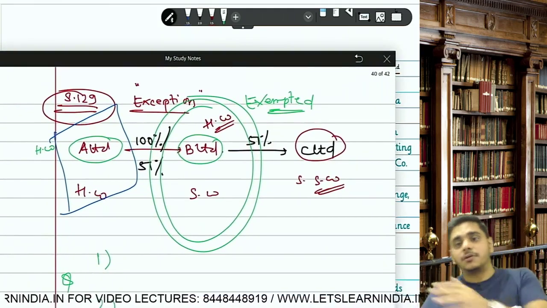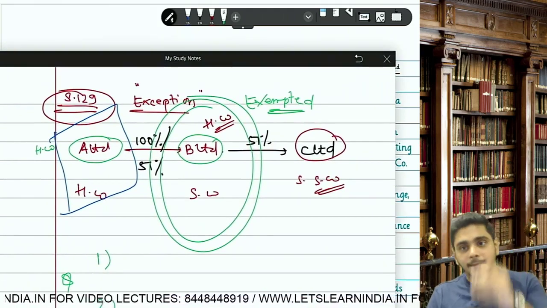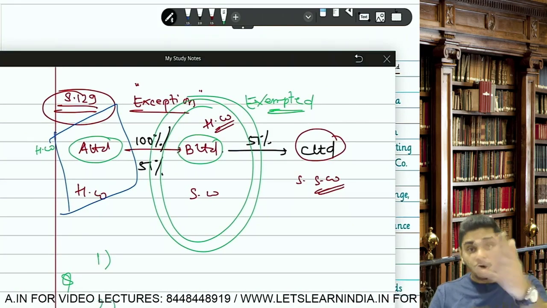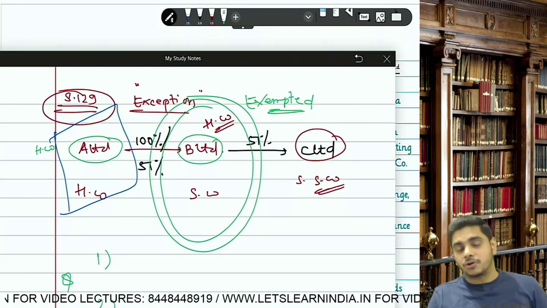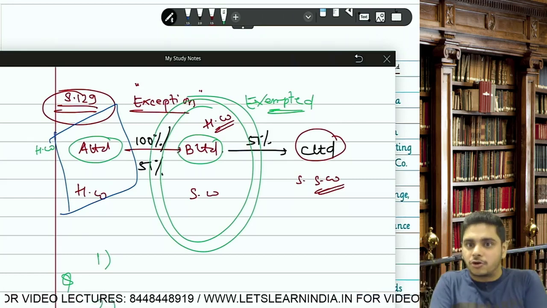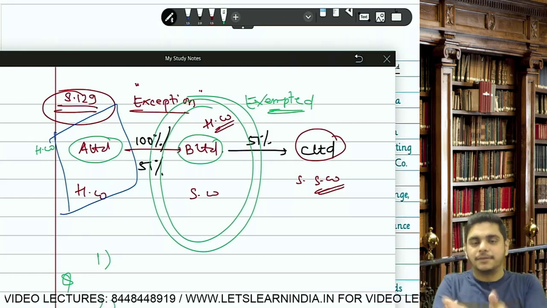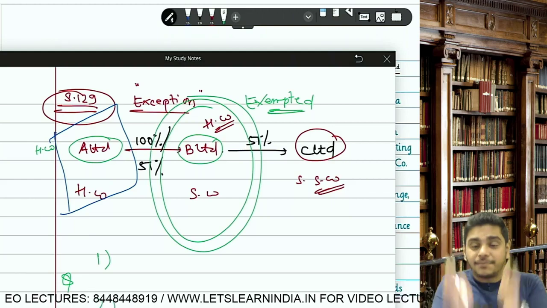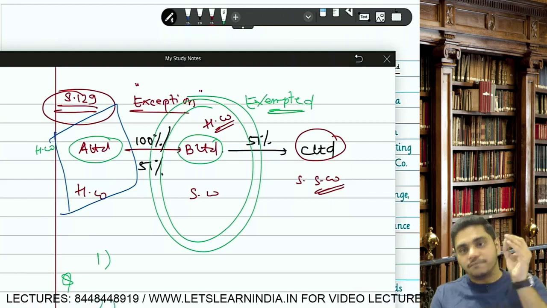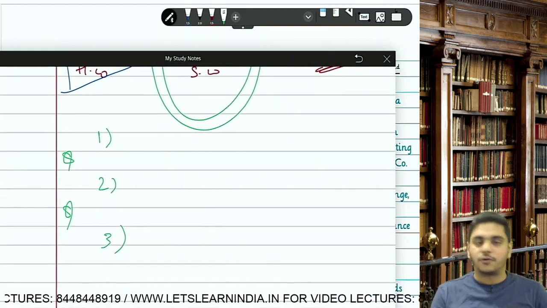If A, B, C, all 3 are there, who will do the conso? Sir, B Limited is not doing the conso, ultimately A Limited is doing the conso. So if B is not doing the conso, that means B is exempted from doing consolidation. So if B Limited wants exemption, they have to follow 3 conditions.